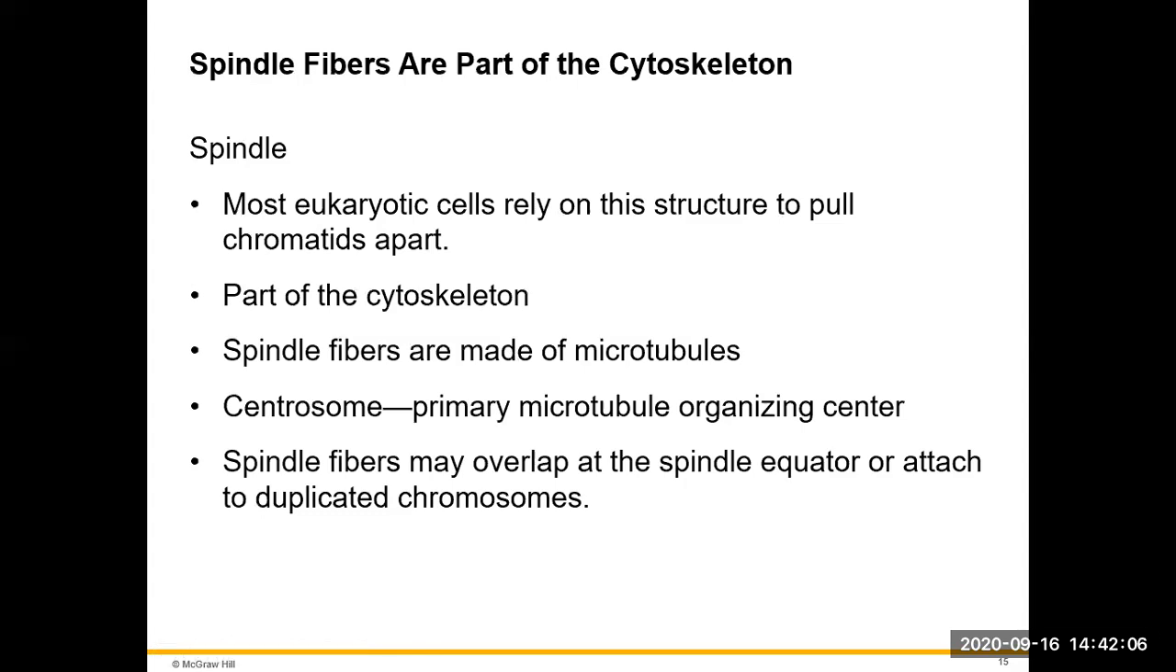Spindle. Spindles are part of the cytoskeleton we talked about in our previous Zoom recording. Spindle or spindle fibers are made up of microtubules, and we talked about them earlier. Most eukaryotic cells rely on this structure to pull the chromatids apart during anaphase, when you want to separate the chromosomes or sister chromatids. This is the spindle fiber that the cell makes use of.